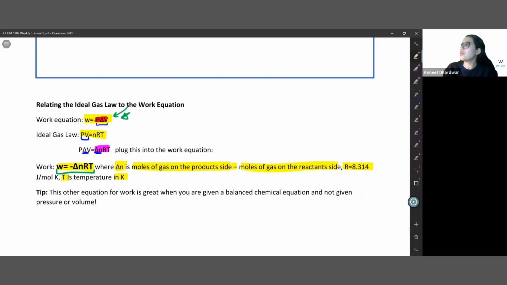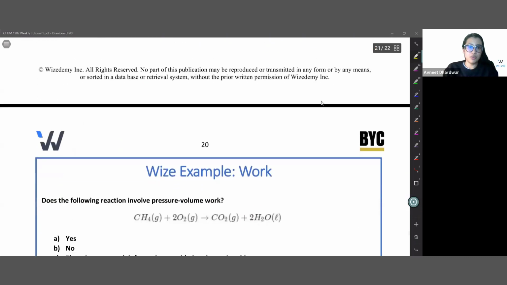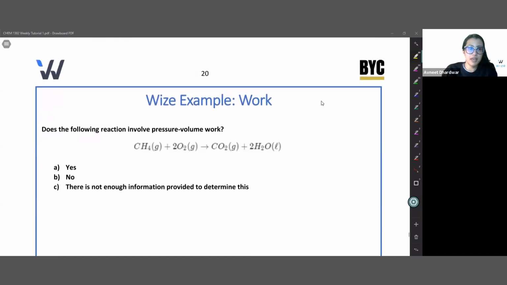Okay, so the delta symbol is just for the delta N, the change in the number of moles of gas. Okay, so let's just do this last example together.